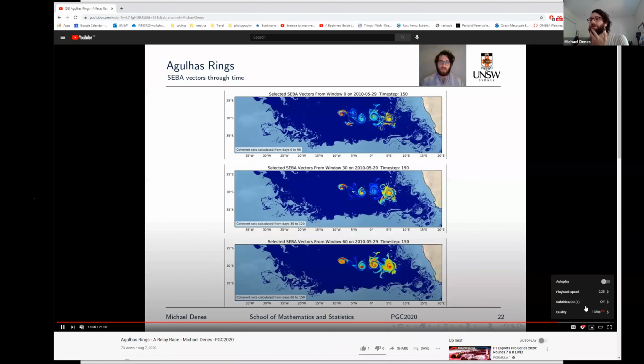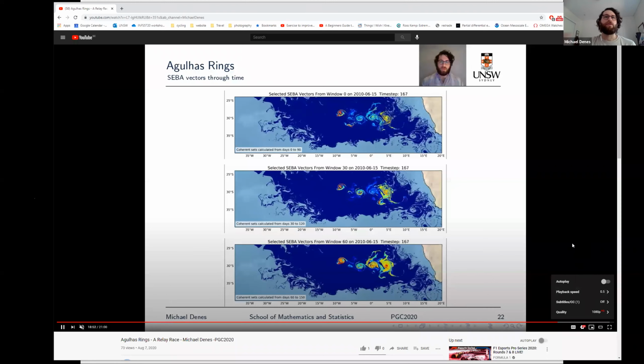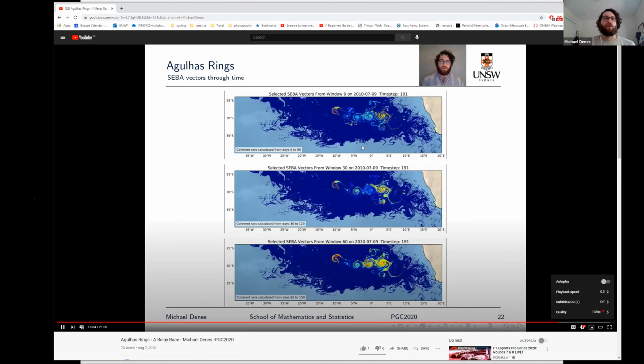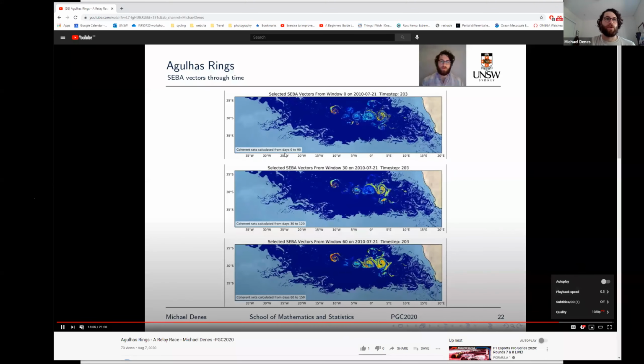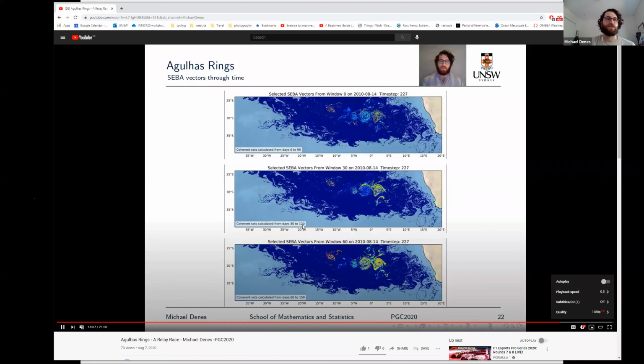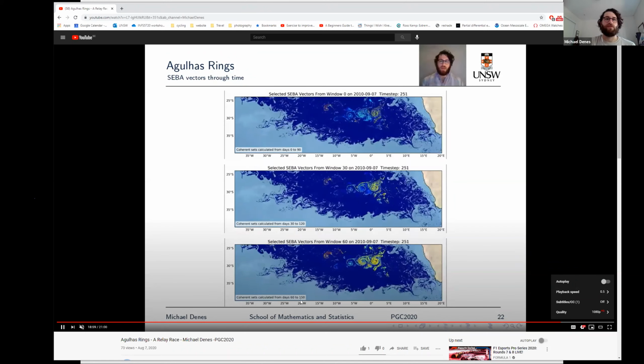Maybe I'll speed it up just a little bit more because I played a few times. And now you can see well outside of those ranges. So the first window was days 0 to 90. The 30th window was days 30 to 120. And the 60th window was days 60 to 150.